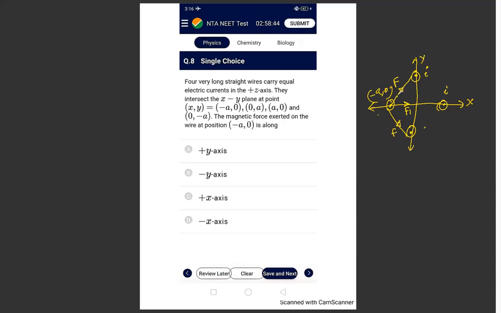So what are the components of this F along this direction? It is F cos theta and F cos theta. And F sine theta is going to be cancelled by this. These two are going to be cancelled. So the final direction of the net force on this wire is along the x-axis. This is along the plus x-axis, right? So answer is option C.